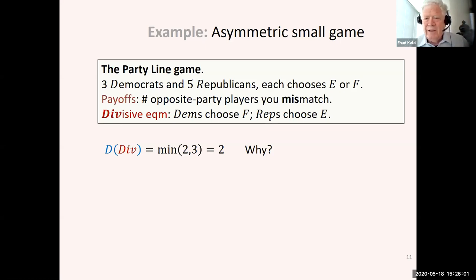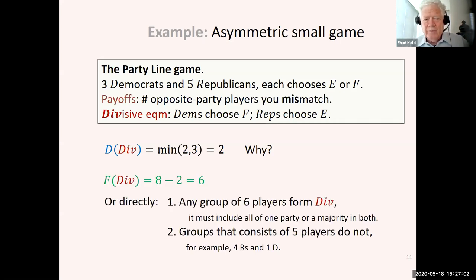How sustainable is it? What is the D index of this equilibrium, just to illustrate? I say that the D index of the divisive equilibrium is 2. Why is that? If I want to destroy the best response property of the divisive equilibrium, 2 Democrats switching to English will make it a dominant strategy for every Republican to switch to French, because the majority of the Democrats then are speaking English. So 2 Democrats can destroy the best response property. Similarly, 3 Republicans can destroy the best response property of a Democrat. So the minimal number of players needed to destroy the equilibrium is 2.